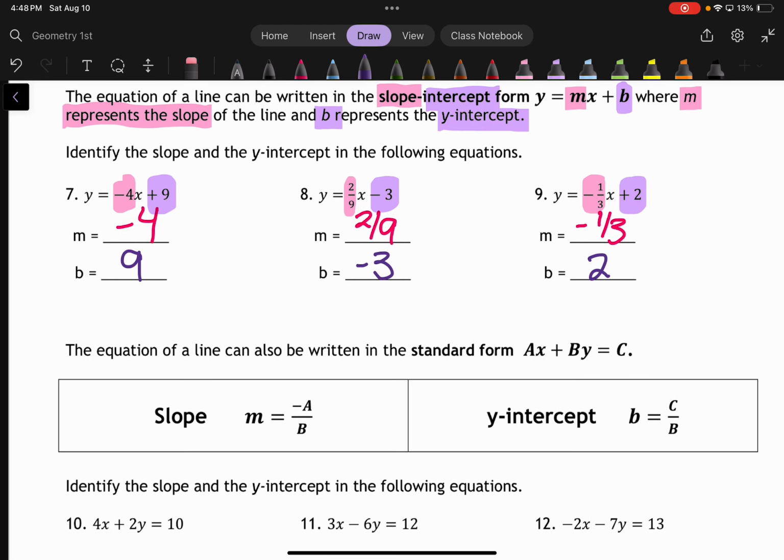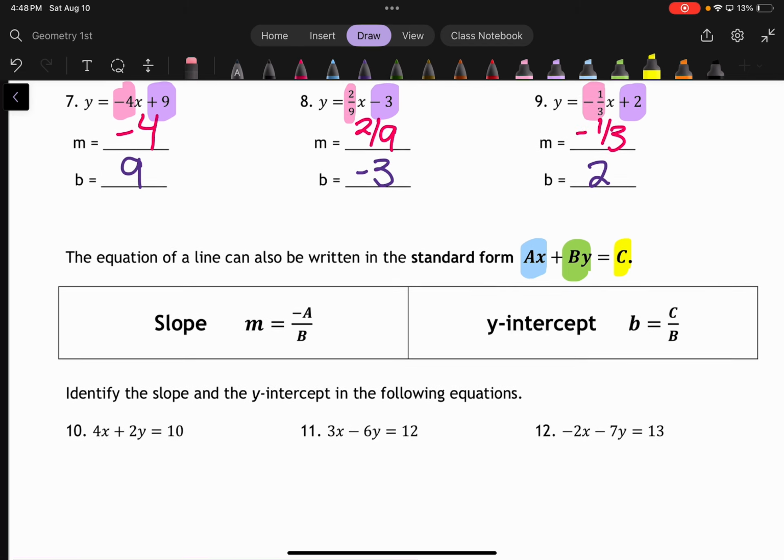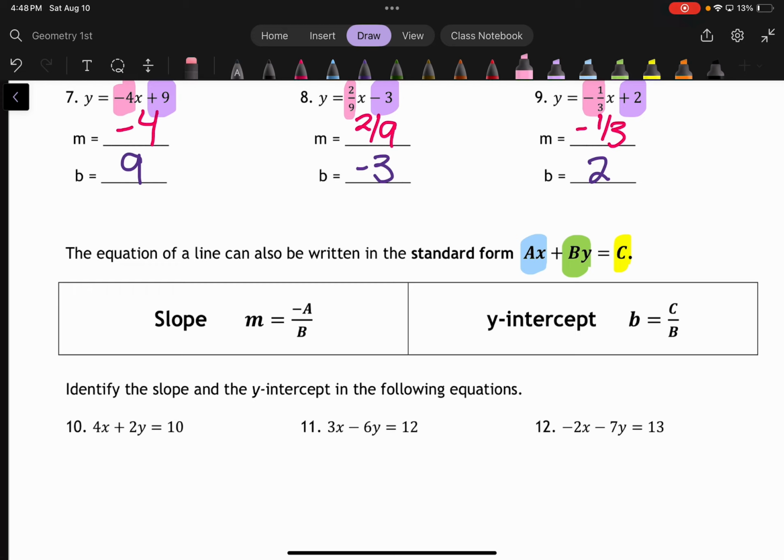Now, we can also find it if our equation of our line is in standard form, which is ax plus by equals c, which means the x and the y are on the same side of the equal sign, and the constant is by itself on this side, okay? When that happens, you can actually use this little formula we have here. Our slope is going to be -a over b. So whatever sign a is, you're going to take the opposite of that, and you're going to divide it by the b value, which is the number in front of the y.